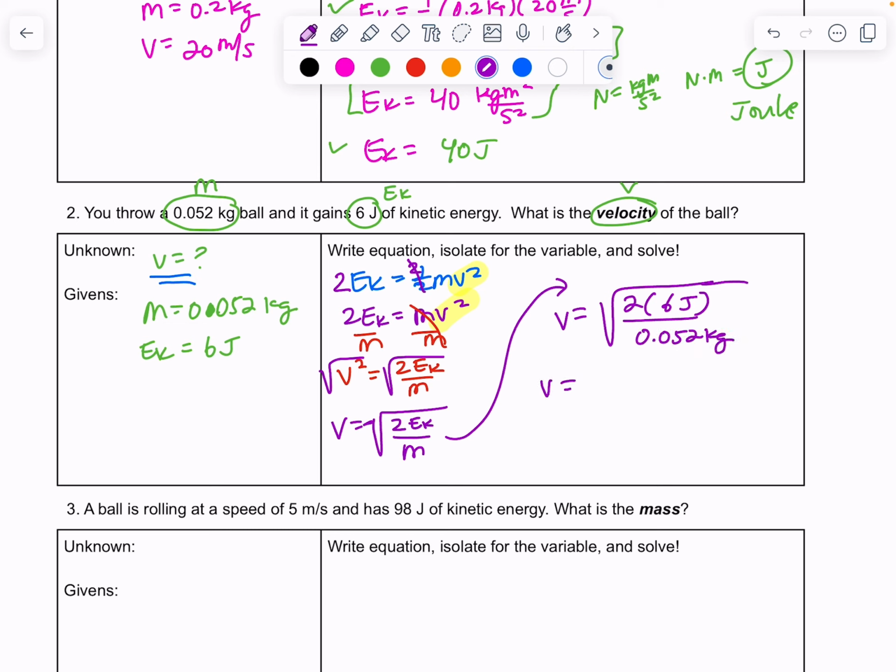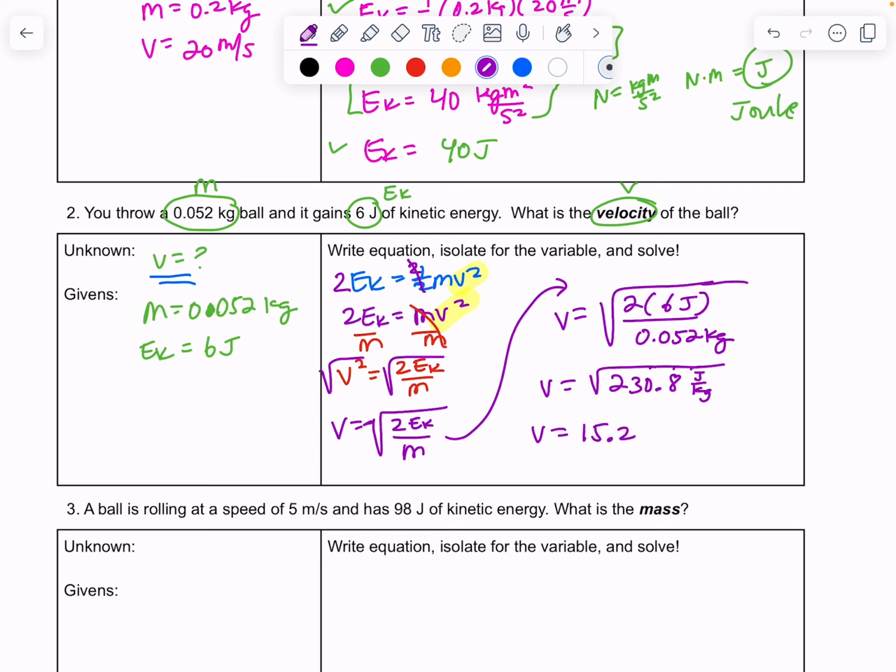So I'm going to have 2 times 6 is 12 divided by 0.052. So then I'm going to get 230.8. And then my units are joules per kilogram, which is sort of weird. And then I need to take the square root of that, and then I'm going to get 15.2.